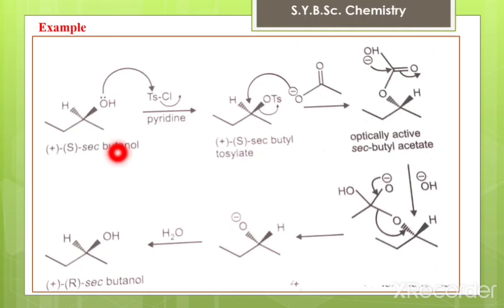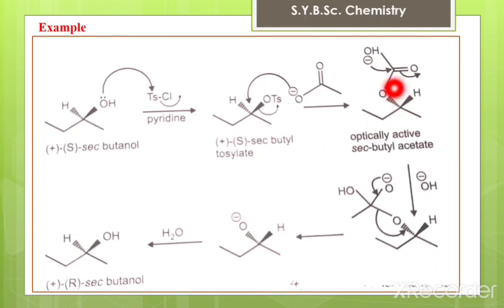That means here the plus S secondary butanol on treatment with tosyl chloride, the OH will convert into OTs, and in the next step the acetate anion attacks opposite to this good leaving group. Here the good leaving group is at the back side, therefore the acetate anion, the nucleophile, attacks from opposite to the good leaving group, and this is the optically active secondary butyl acetate. That means total inversion of configuration will take place.